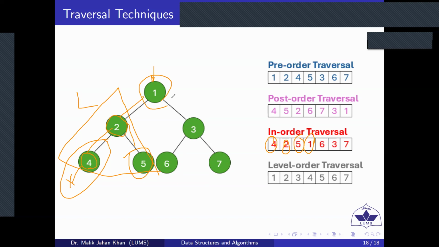And then we go to the right side of 1, which is 3, but 3 is a parent. So 3's left is 6. 6 is printed next. Then the parent 3 itself is printed, and then at the end 7 is printed. So as a result, we are done with this whole right thing. But this time right has been processed at the end. So left, then the parent itself, and then the right side has been printed. So this is what is in-order traversal. Any questions so far?